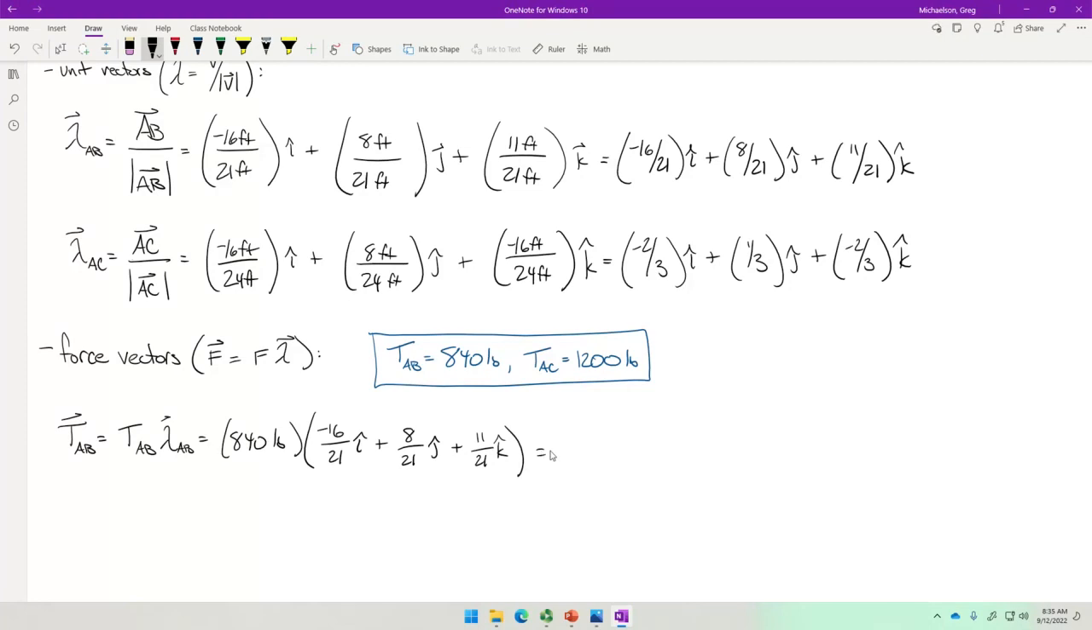Let's handle each of these components one at a time. So what's the x component? Anybody got an answer for me on that? What do we have for this x component? So what's 840 times this fraction? Negative 640. Do I have a second? See, I brought my Casio FX 115 ES Plus, so that's all I'm saying. All right. So 8 over 21 times 840, I think that's going to be half of that, so that's 320.